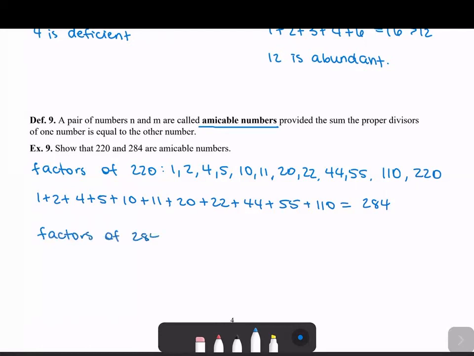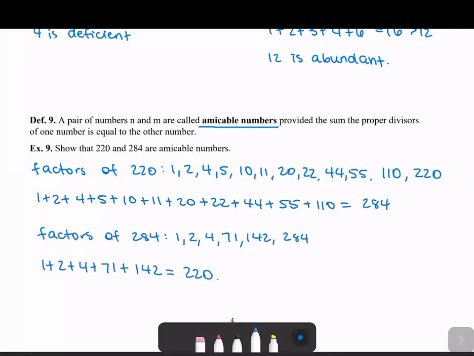the factors of 284 now, the factors of 284 are 1, 2, 4, 71, 142, and 284. So this one has a lot fewer factors. If we add them up, 1 plus 2 plus 4 plus 71 plus 142, we're going to get exactly 220. So that's why these are called amicable, because that means that one will be abundant, one will be deficient, but the sum of their proper divisors will equal each other.